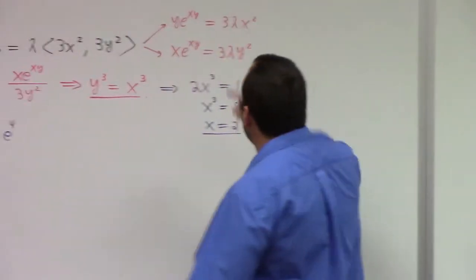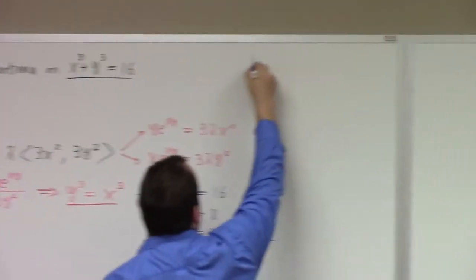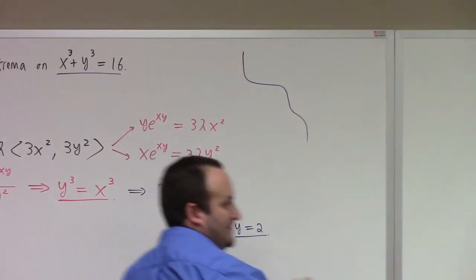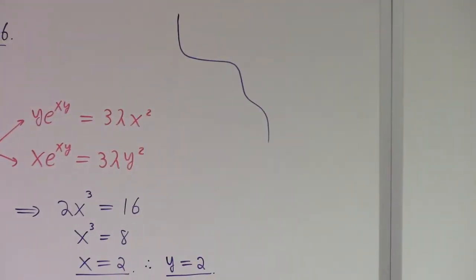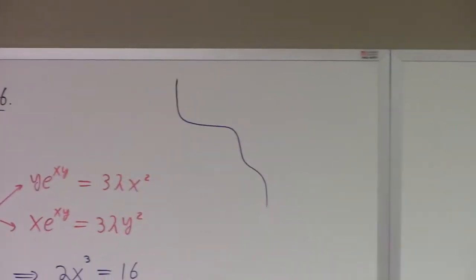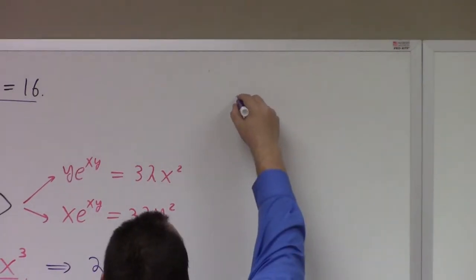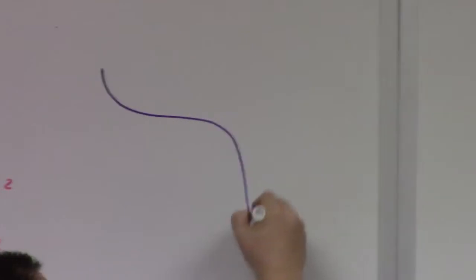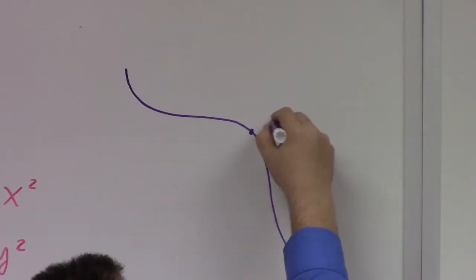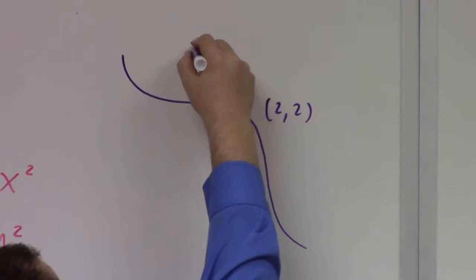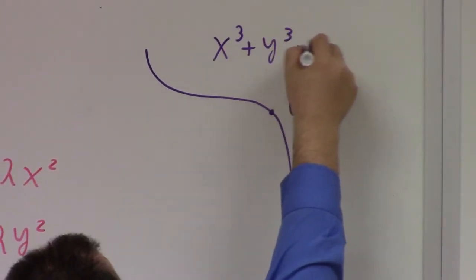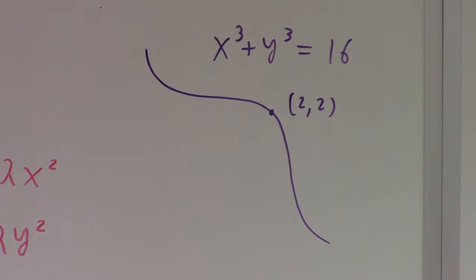Now, it turns out that the plot of this thing looks something like, I butchered it. It's kind of like, that's not right. It's not it at all. It's something like this, and I think this point is 2, 2. So this is what x cubed plus y cubed equals 16 looks like, something like that. Now, what happens, superimpose the xy axes.